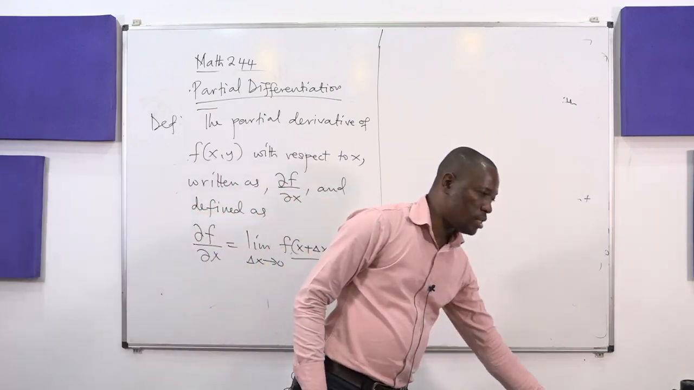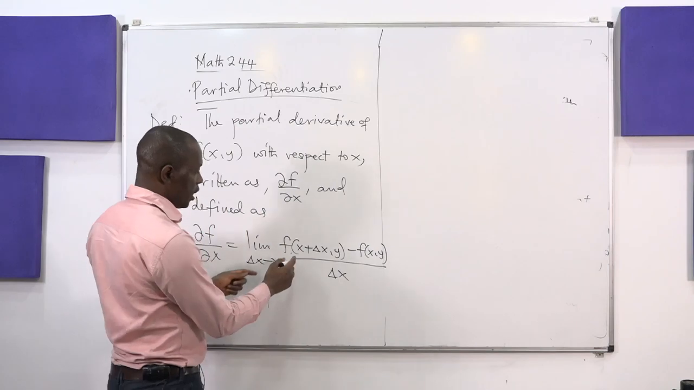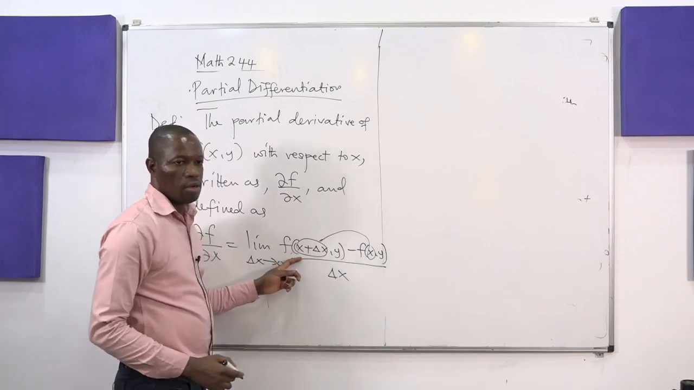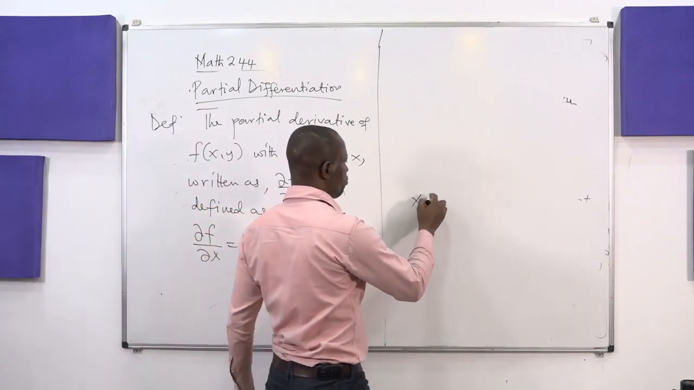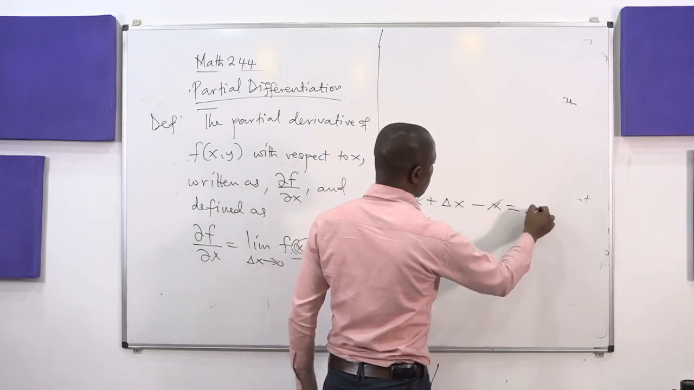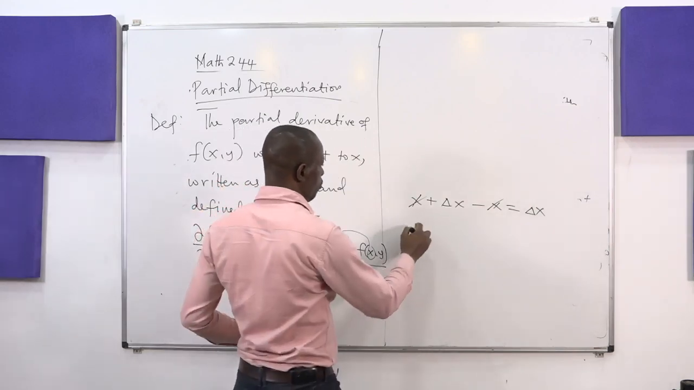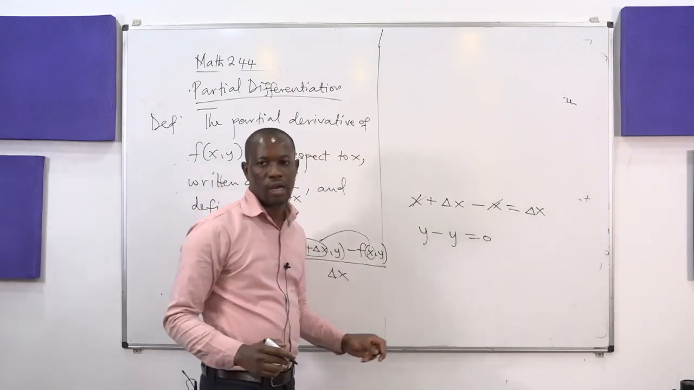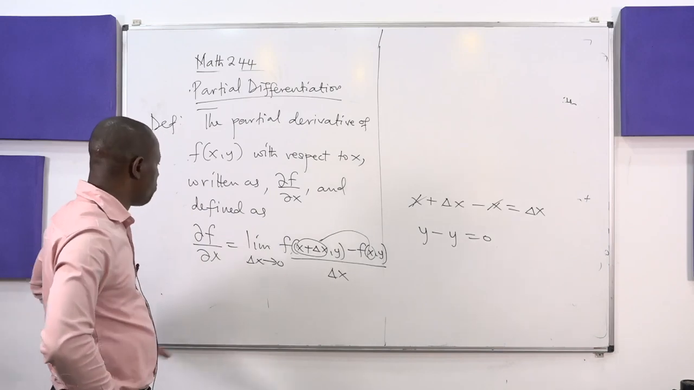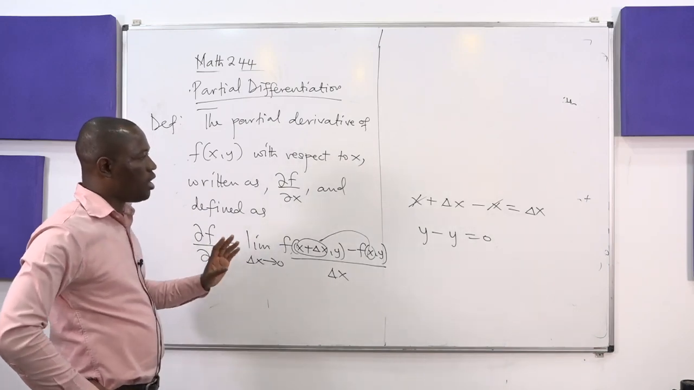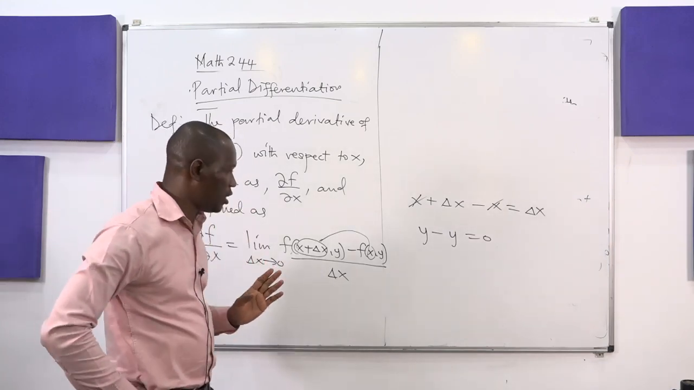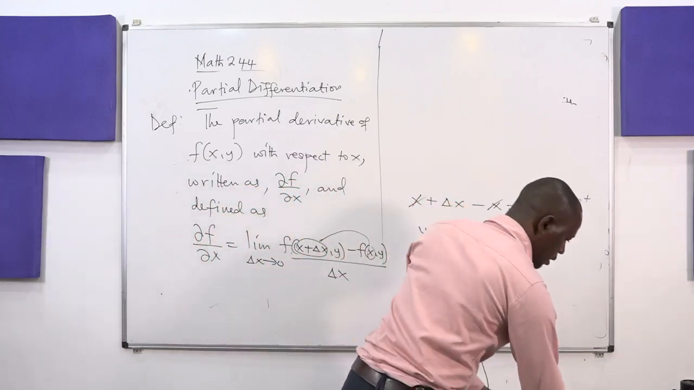When we look at this, we can see x plus change of x here, and only x there. So x plus change of x minus x leaves the change of x, which cancels. But look at the y: y minus y is 0. So it tells us y is a constant. When differentiating partially with respect to x, any variable apart from x is treated as a constant, and when you differentiate a constant, we get 0.